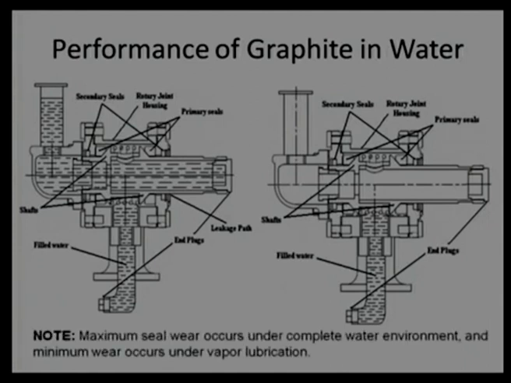So, we can say that maximum wear occurs under a complete water environment, when too much water is present. That means we should not use too much water, and minimum wear occurs under vapor lubrication, when just sufficient moisture is available, which makes water vapor, and then it acts as a gaseous lubricant. So, that is the situation with carbon graphite.